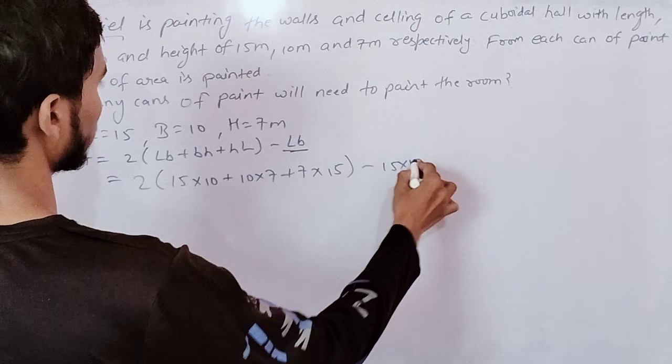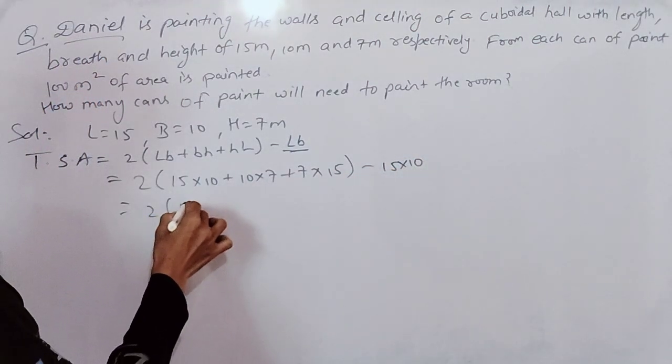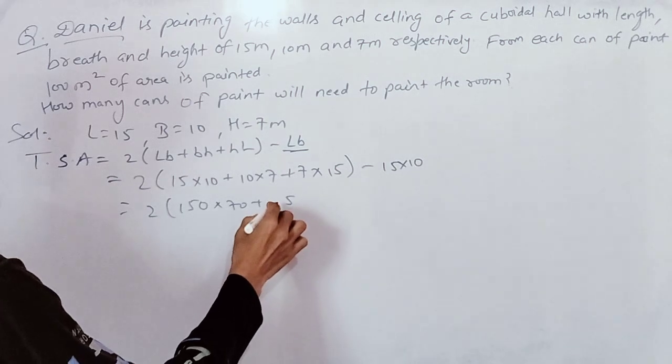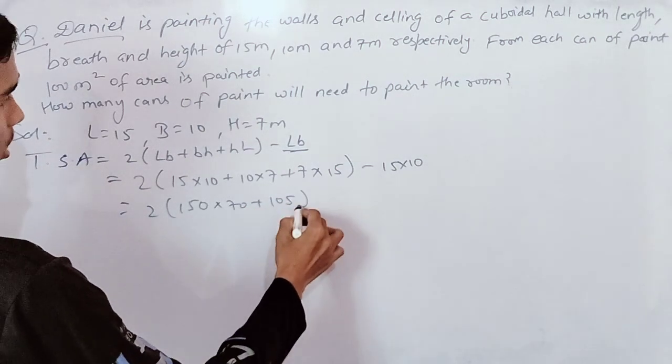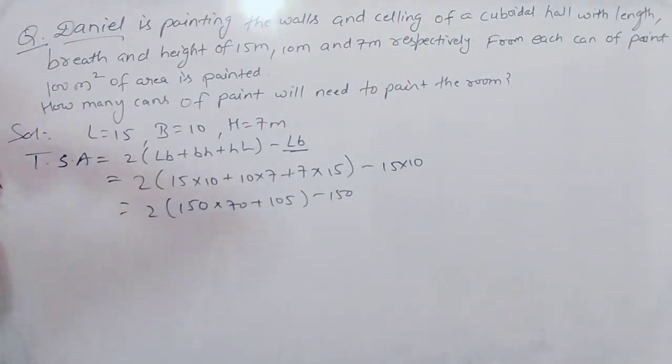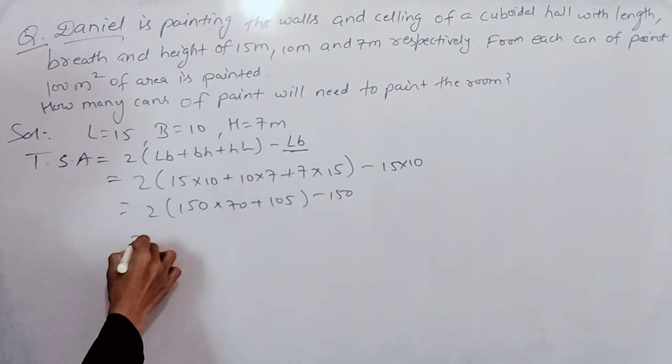15 multiplied by 10, that is 150. 7 5s are 35. 150. What else?